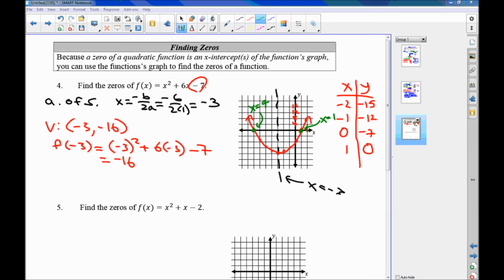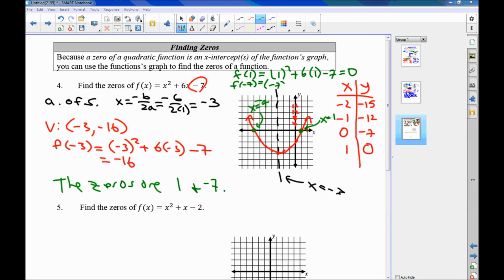So the zeros of my function are 1 and negative 7. Those are my two inputs to my function that will make the answer to the function work out to 0. Let me show you real fast, to make sure that works. So we have f of 1, that's 1 squared plus 6 times 1 minus 7. So 1 squared is 1, plus 6 is 7, and 7 minus 7 makes 0. So that works. And if I plug negative 7 into this function, I should also get 0.